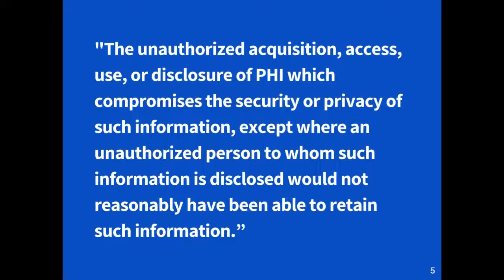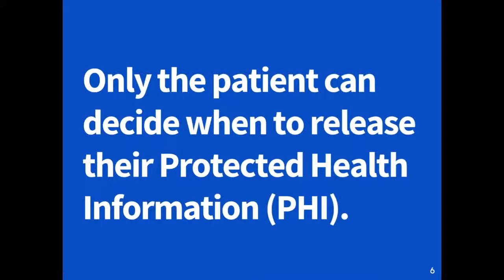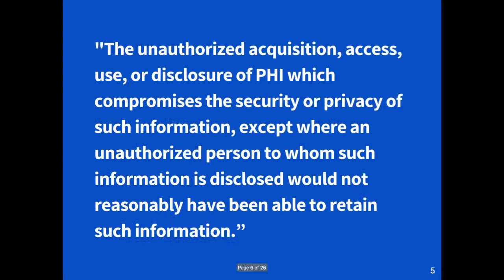Now, there are some exceptions. There are 3 exceptions in the statute and the regulation. And here's one that sits right on the statute itself. Except where an unauthorized person to whom such information is disclosed would not reasonably have been able to retain such information. So, what does that mean? That means that if I've accessed it and I'm unauthorized and I got my hands on it, but it turns out it's encrypted or it's gibberish, does that mean that there's been a breach that I have to act on? And technically the answer is no.